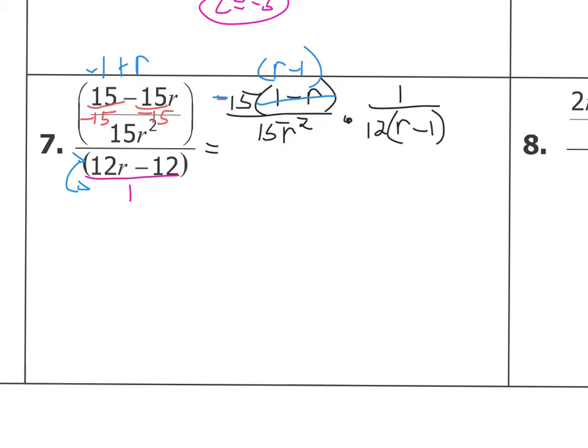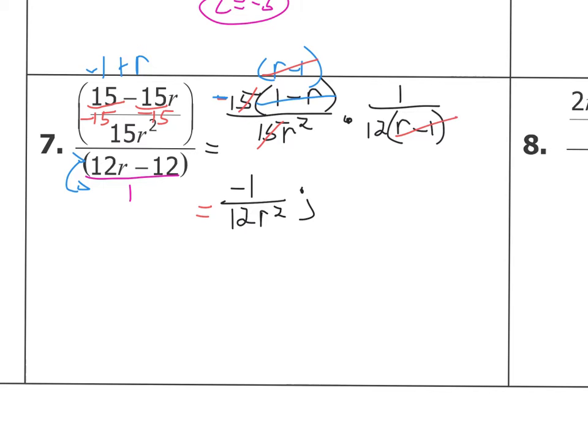So now I can actually cancel diagonally this r minus 1 with this r minus 1. And I can cancel the 15 with the 15. Notice that the negative does not cancel. And I don't have anything to cancel with the r and nothing to cancel with the 12. So up top I have a negative. All of this is gone times a 1. So in my numerator, I actually have a negative 1 over, and then I'm left with an r squared times 12. So I'm going to put the 12 in front, 12r squared. Then let's look at our restrictions.